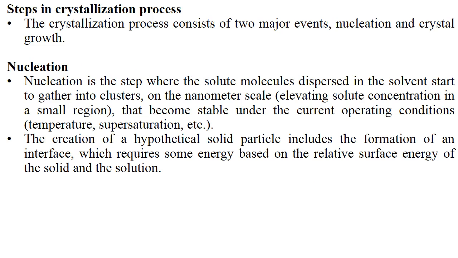Steps in the crystallization process. The crystallization process consists of two major events: nucleation and crystal growth. First of all, we are going to discuss nucleation. Actually, nucleation is an important stage of the precipitation process. It is the onset of nucleation. Nucleation is the step where the solute molecules dispersed in the solvent start to gather into clusters on the nanometer scale, elevating solute concentration in a small region.